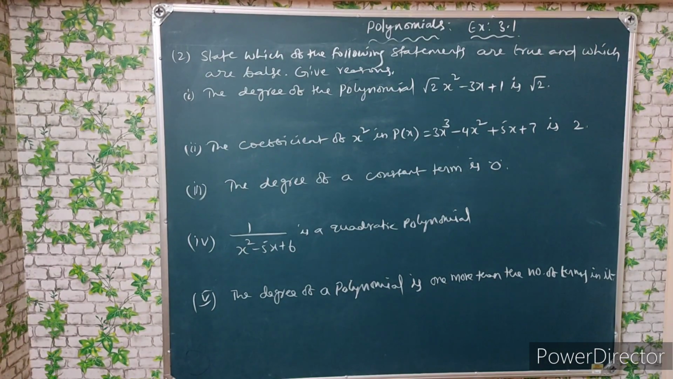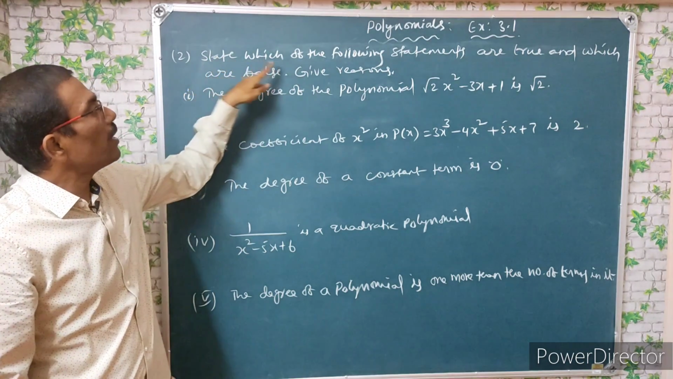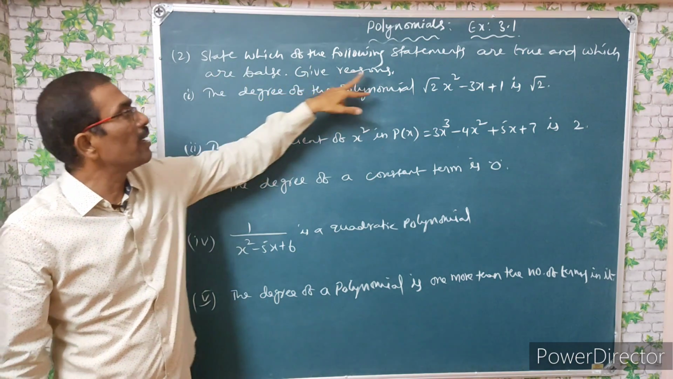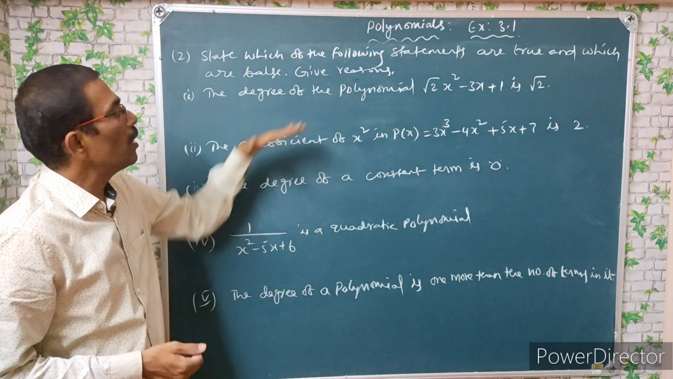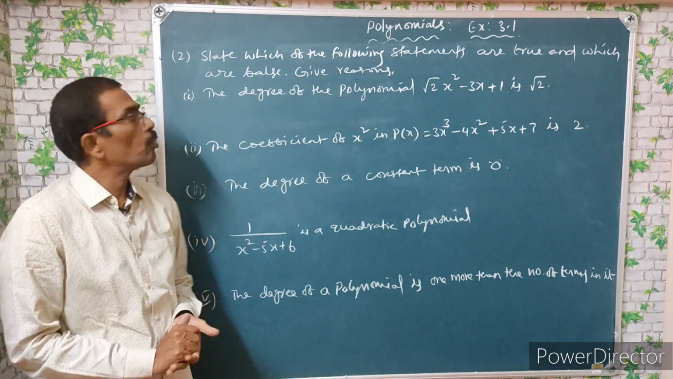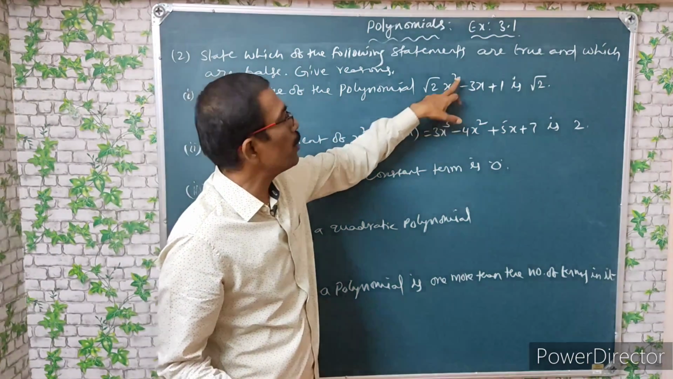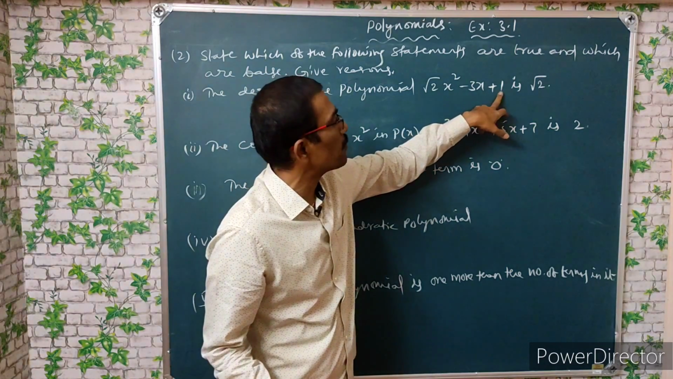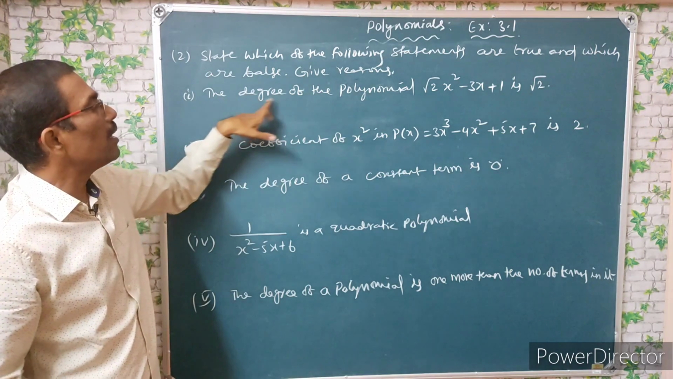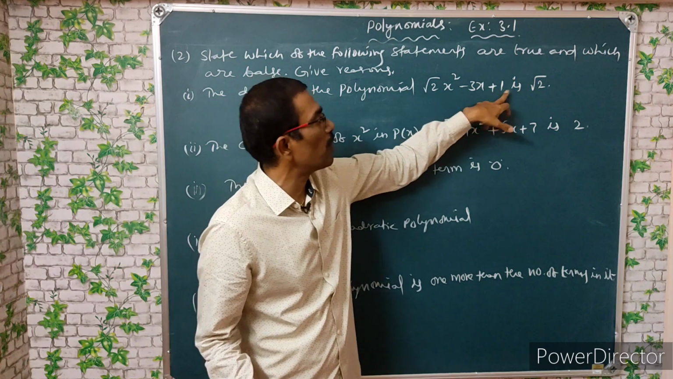The second question is, state which of the following statements are true and which are false, give reasons. You have to tell which of these statements are true and which of the statements are false. Okay, first one is the degree of the polynomial root 2x square minus 3x plus 1 is root 2. So understand the question.